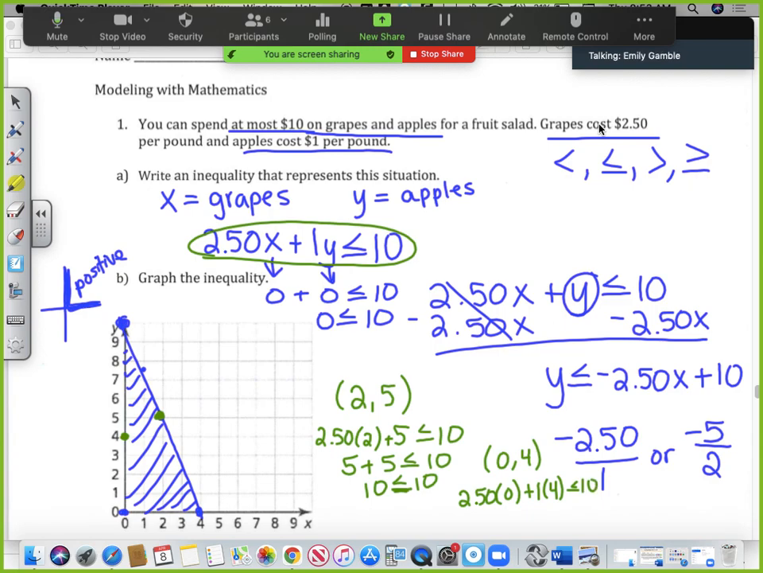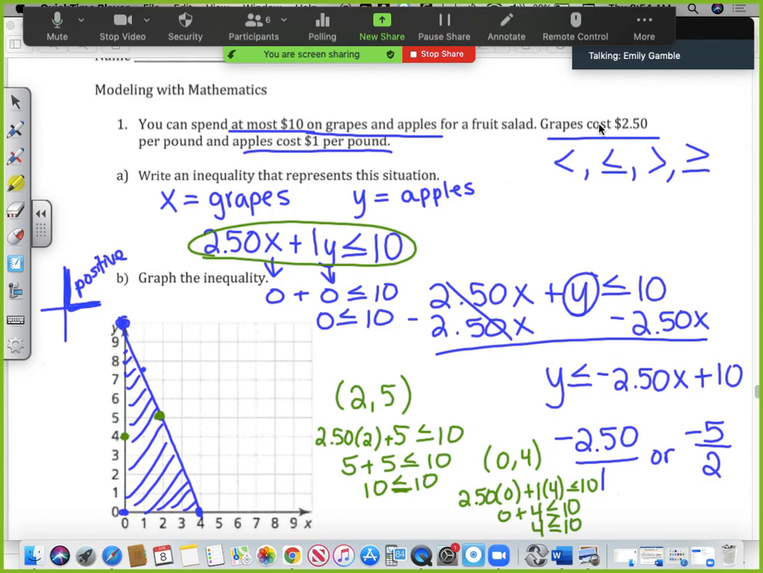So if I put 0 in for x and 4 for y, 2.50 times 0. Oh, it's okay. 4, 0 will work, and so will this. They both will. So if I do this, I'm going to get 0 plus 4, and this is true. 4 is less than or equal to 10. You can get no grapes in this case and 4 pounds of apples and still spend less than or equal to $10.